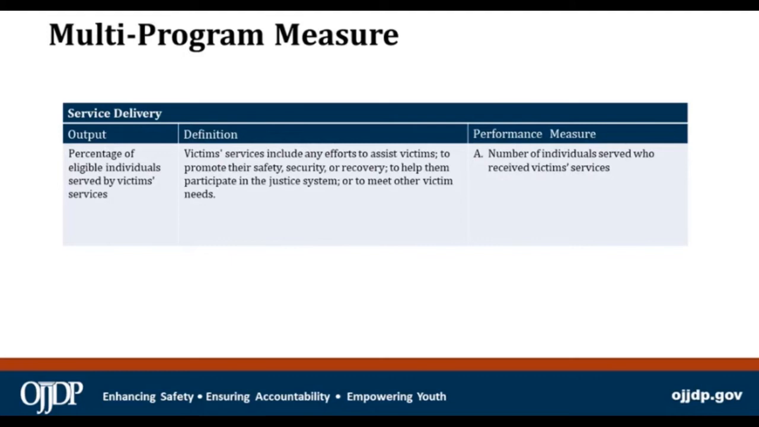Percentage of eligible individuals served by victim services is an example of a multi-program service delivery output measure. You will simply provide a total count of the number of individuals served who received victim services. Examples of victim services include any efforts to assist victims, to promote their safety, security, or recovery, to help them participate in the justice system, or to meet other victims' needs.